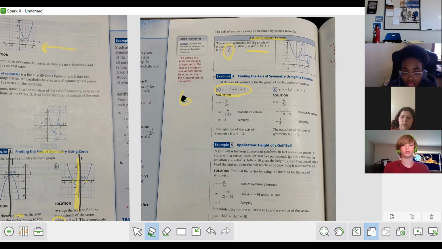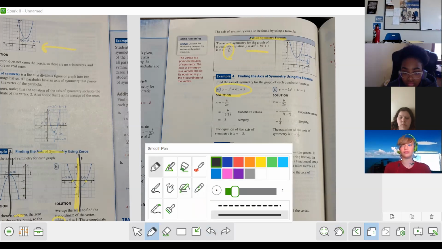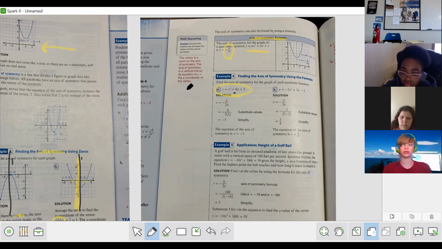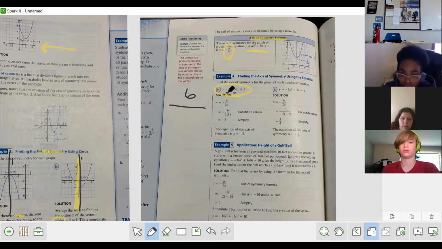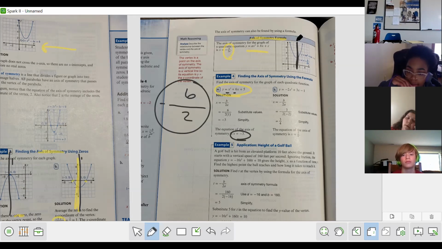So actually, let's get a better writing tool for this. What's the b coefficient here? It's the 6. So that's 6 on top. What's twice the a coefficient? Well, that's a 1. So this is going to be 2. And it's the opposite of that. What is the opposite of 6 divided by 2? -3. So your axis of symmetry is -3, which is what you see right here, that particular graph, right?